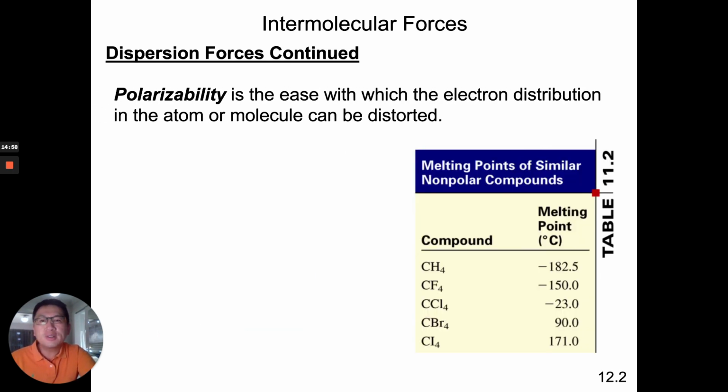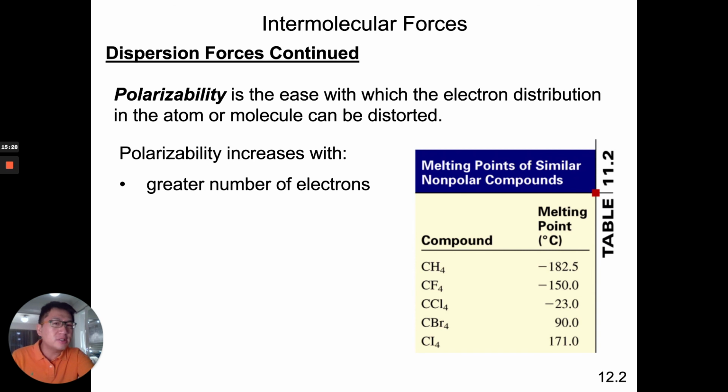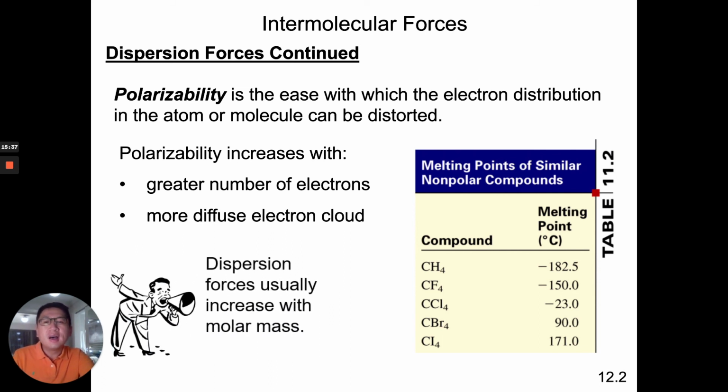Okay, so dispersion forces continue. Polarizability: the ease with which the electron distribution of an atom or molecule can be distorted. So how easy is it for me to make that restaurant that was all equally mixed up into something like it's polar, where all the people of one gender are on one side because they're all attracted to me? Again, that was just an analogy. Well, it increases with a greater number of electrons. The more electrons there are, the more likely it'll appear to be polar. The more diffuse the electron clouds, also, dispersion forces usually increase with increasing molar mass.